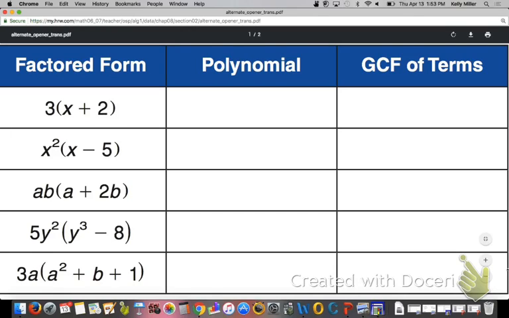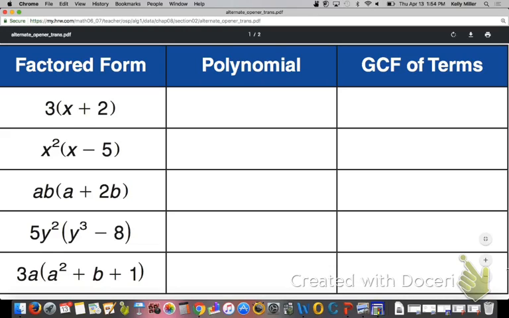Distribute here. What do we get? A squared b. What do we get here? 2ab squared. What's the GCF? What's your smallest a exponent? What's your smallest b exponent?